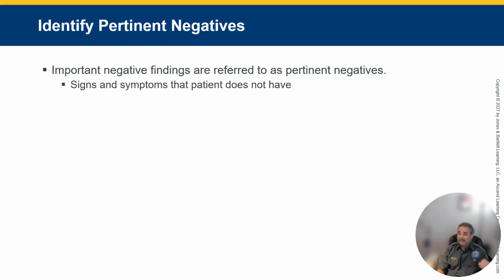Identify pertinent negatives. Remember, we were just talking about it. There are findings that really aren't related to whatever the problem is. So it's the signs and symptoms that the patient does not have, okay? Important negative findings are referred to as pertinent negatives. So again, we'll talk about this as we move along, especially when we're doing scenarios. They are applicable, read it in your book, but there are signs and symptoms that the patient does not have, but you know that they're going on based on your assessment.